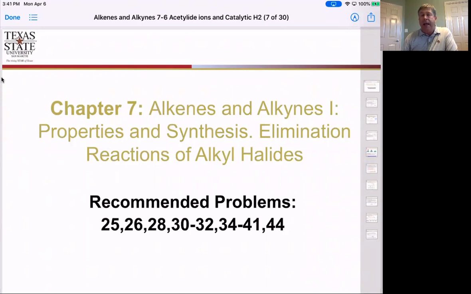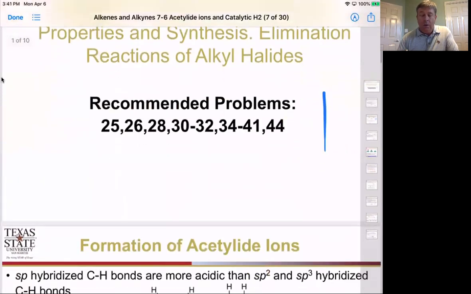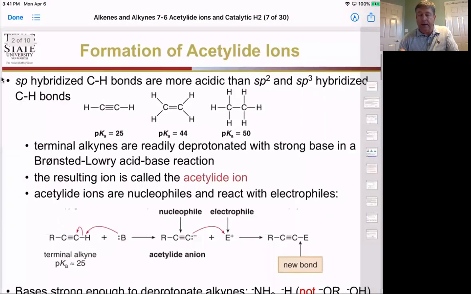Okay, now that we have the acetylenes and the alkenes made, let's go ahead and figure out what we can do with them. So the first thing we want to think about when we've already formed our alkene or alkyne is what would the next step be? And in this case right here, we're going to start with the acetylide ion.